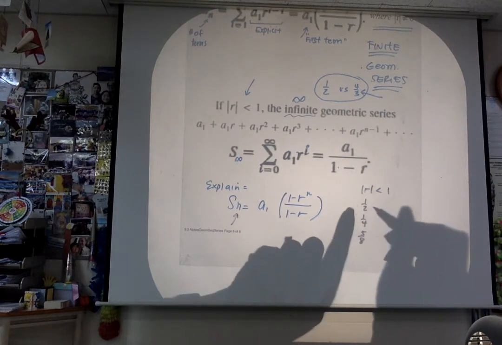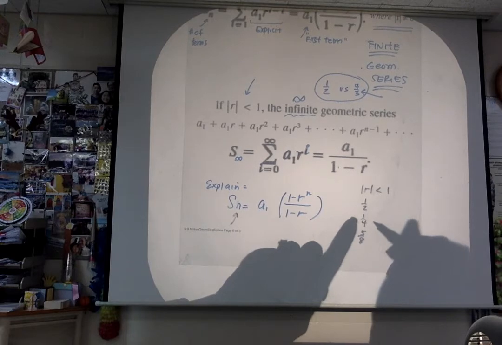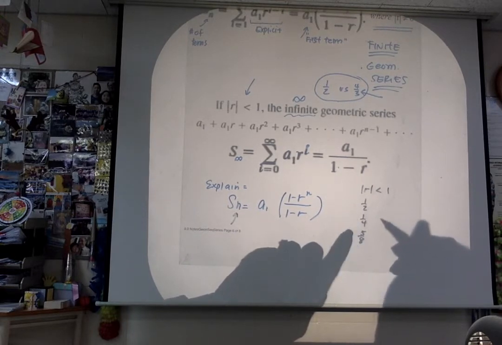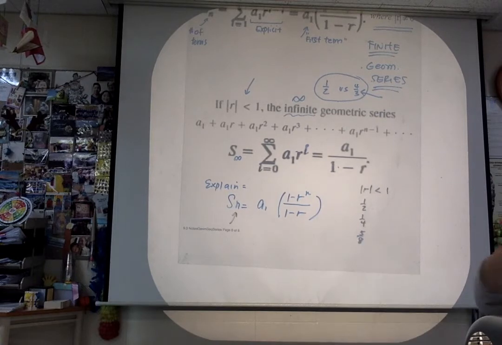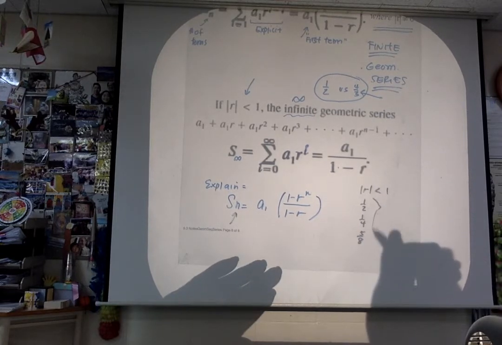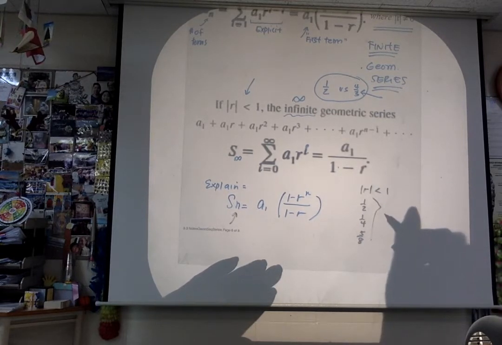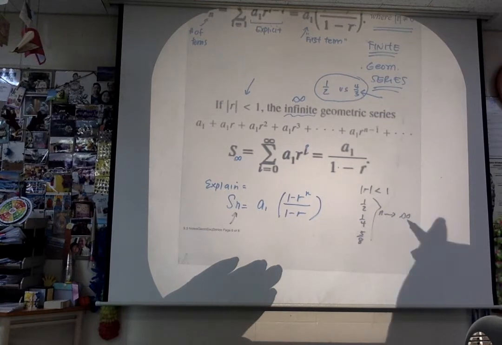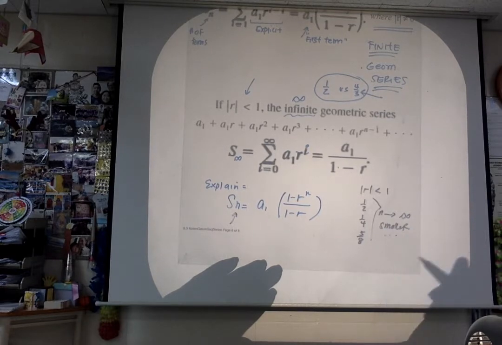What happens if you keep on having a half, half of a half, half of a half, or 1/4 of a 1/4, 1/4 of a 1/4? I take a quarter of a dollar, a quarter of a quarter, a quarter of a quarter of a quarter. You know, it gets smaller and smaller, right? As n goes to infinity, as the number of terms goes to infinity, these values get smaller. How small does it get? Very small.